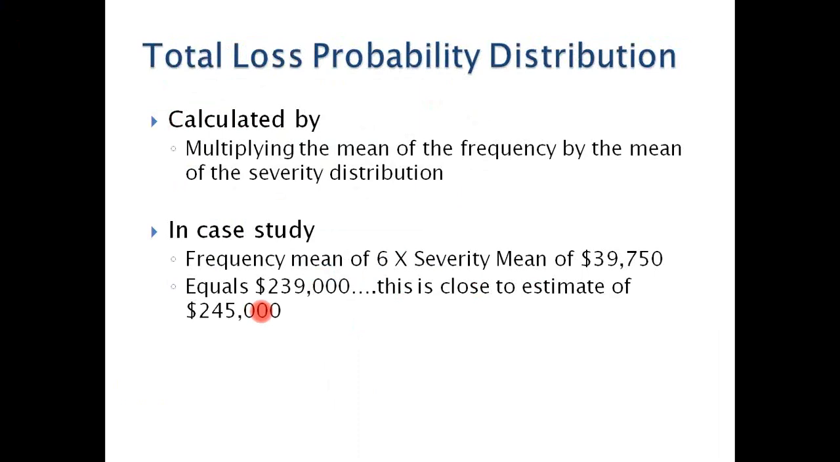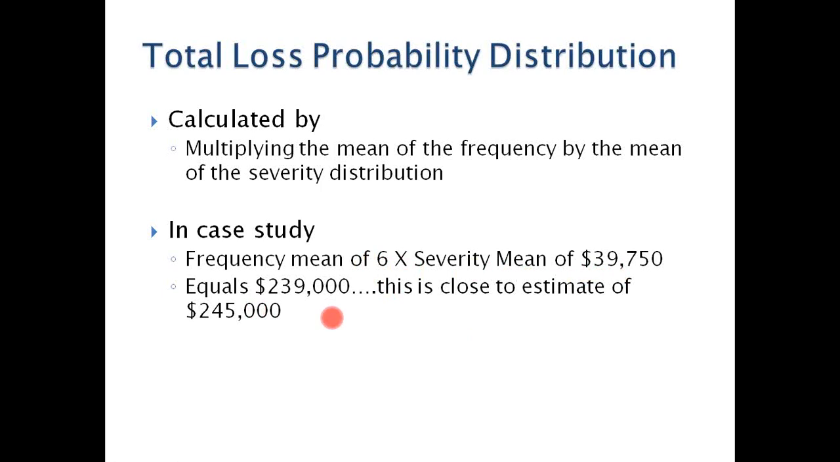So let's go on to the next one. Now we're going to do total loss probability. We're actually going to combine our frequency probability distribution with our severity probability distribution to come up with what's called a total loss probability. So now we're multiplying the mean of the frequency, which was 6, by the mean of the severity distribution, which is 39,750. So 6 times the severity equals 239,000.